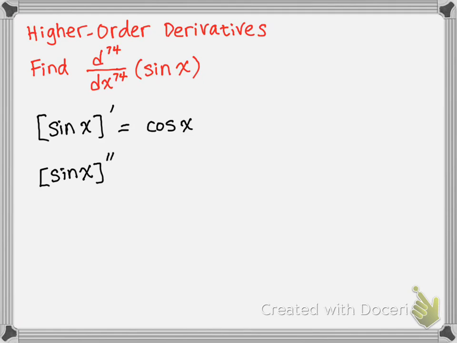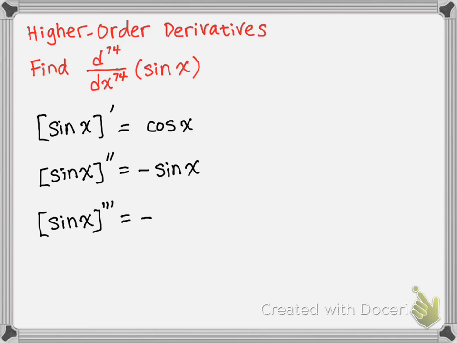sine of x double prime, we just need to take the derivative of the first derivative. So now we look at cosine of x. What is the derivative of cosine of x? It's a cofunction. So we gain a negative sign, and it's negative sine of x. Then we continue. What is the third derivative of sine of x? So triple prime. It is, so you keep the negative sign.